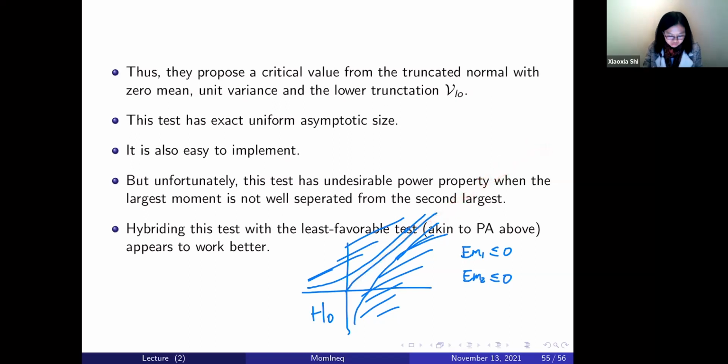Because of this undesirable property, they also propose a least favorable test that's the same as the PA test. They hybridize the conditional test with the PA test, and that hybrid test seemed to work better. So that's everything I want to say about unconditional moment inequalities.